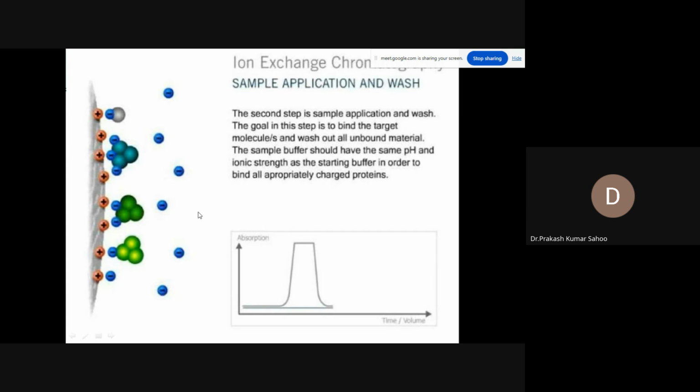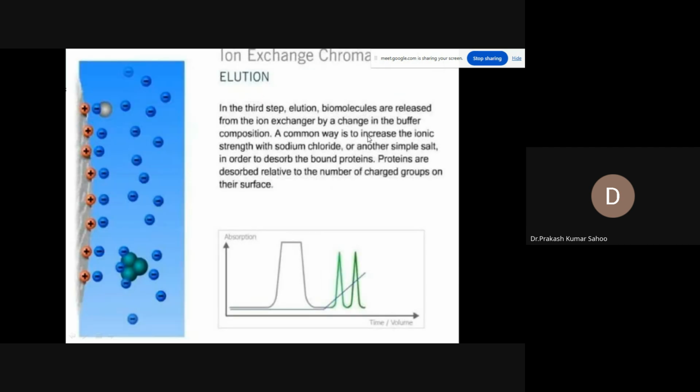So here in the buffer solution, the molecules are allowed to bind to the target ions, and the remaining ions are washed out. So this is the second stage, sample application and wash. And this is the elution we have. That's the third step, elution.